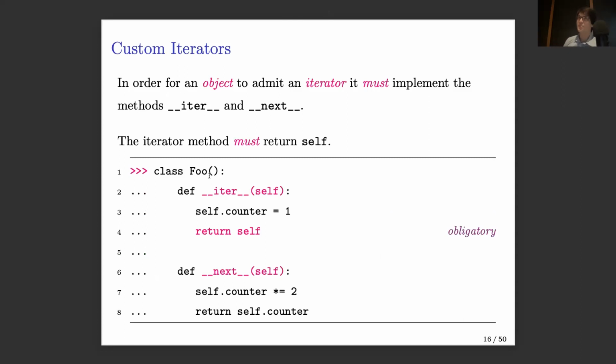How can we build custom iterators? Okay, there's two more magic methods that you need to implement in your class in order to provide an iterator interface. So in order for an object to admit an iterator, you must implement the magic methods iter and next. Okay? So the iter is kind of like the initializer for your iterator.